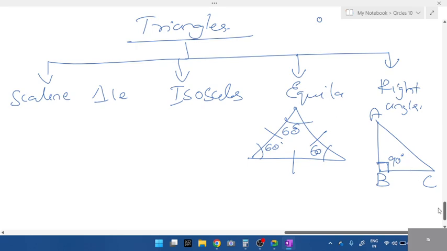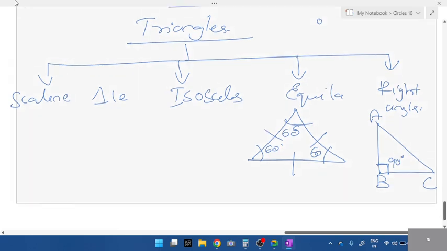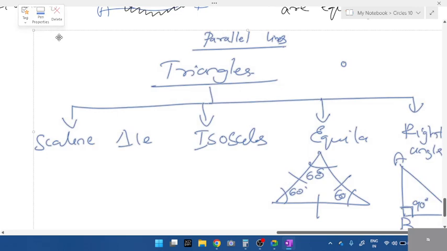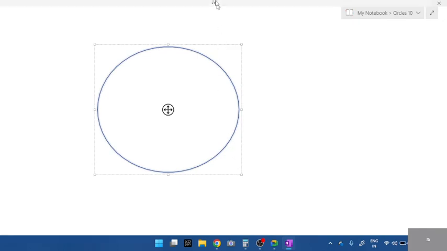Completed, done. Any doubts in triangle, students? Do you have any doubts? Okay. Well, now I'll give you a question. We'll put all four together: cyclic quadrilateral, triangle, parallel line together.